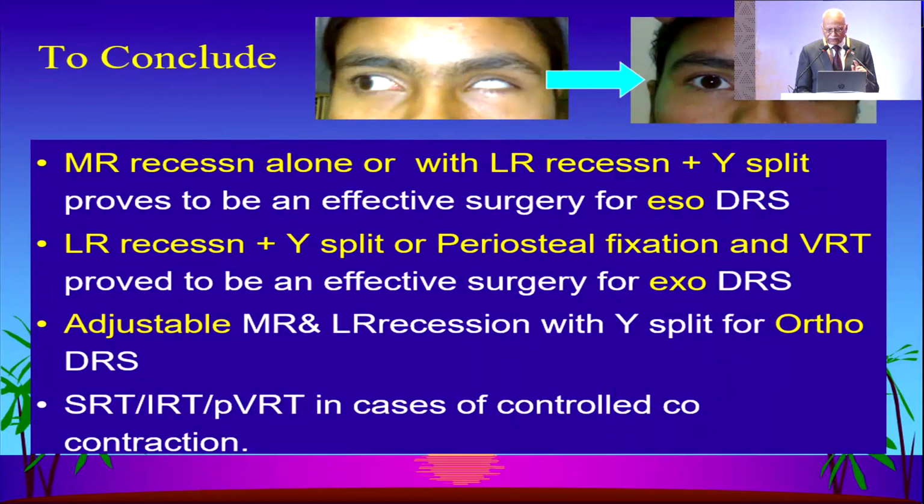So to conclude the DRS talk, you have these take-home points that you will always keep in mind, and never do an SRT, IRT or VRT unless you have taken care of the paradoxic innervation or the co-contraction.